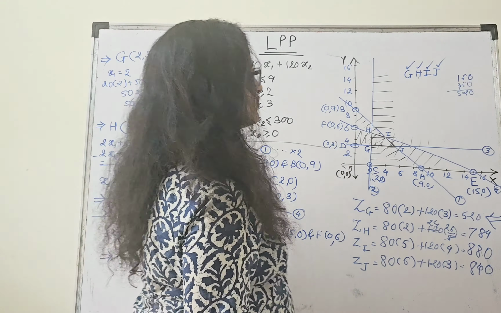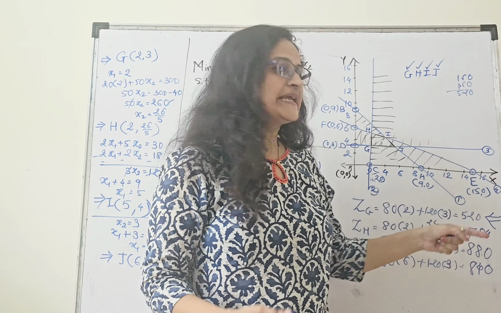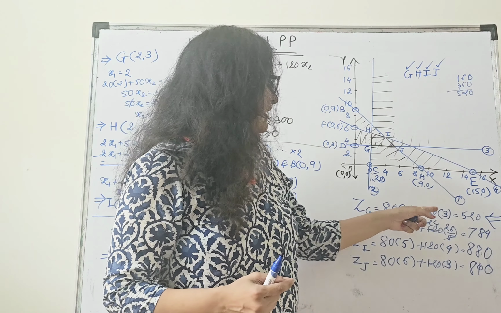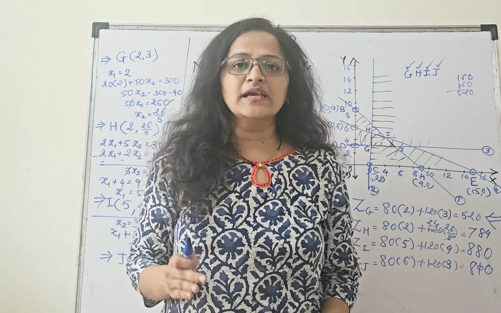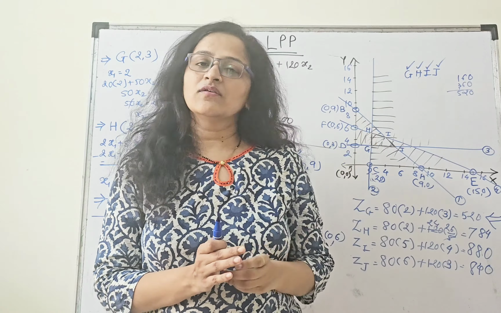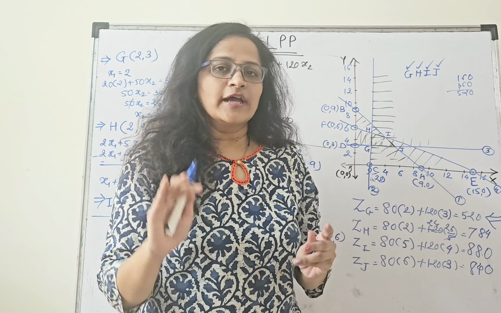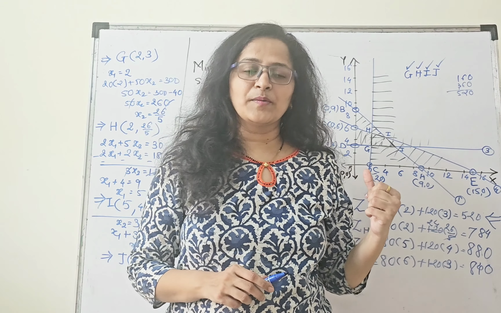So how do you write down the answer? Z minimum equals 520 at coordinates 2 and 3, the G point. So the point 2 and 3 is the optimum solution for the given LPP. Okay, so this is how you have to end or conclude the problem. So yeah, I hope you like this example.